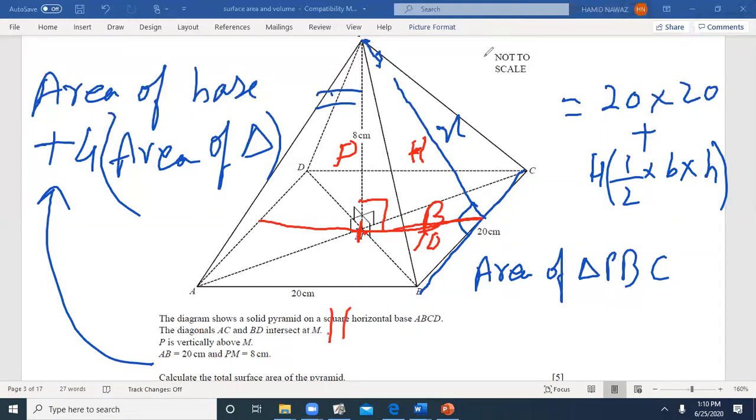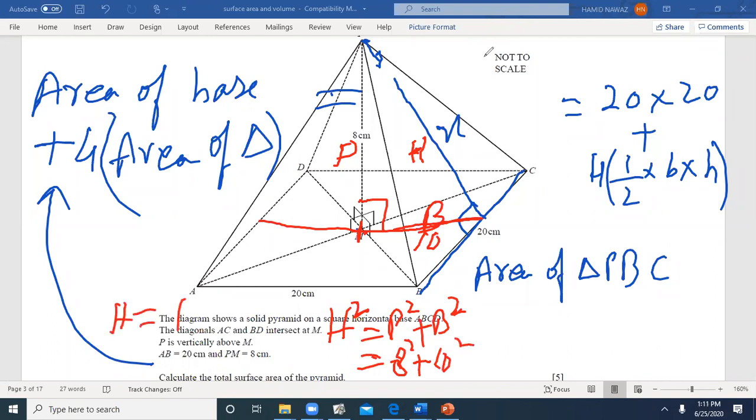This H will be what? H square equals P square plus B square. I hope you have the idea about the Pythagoras theorem. So when I put in the values, it will become 8 square plus 10 square. Can anybody calculate it for me?